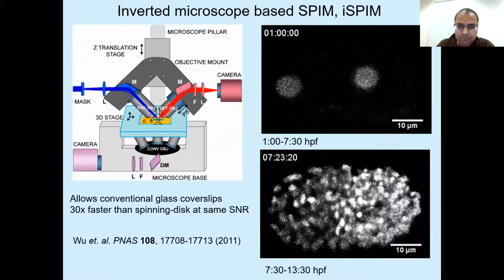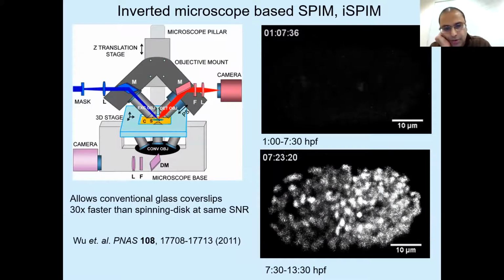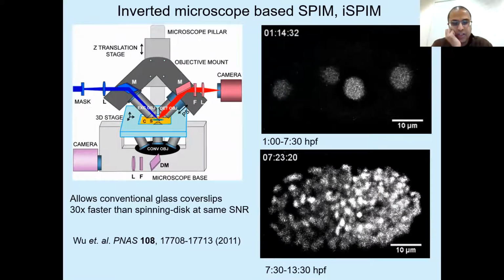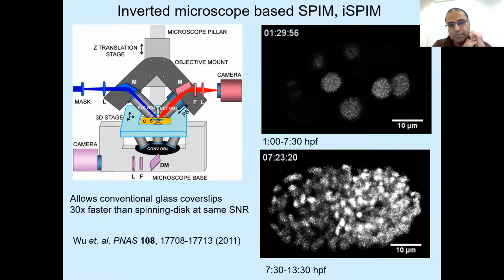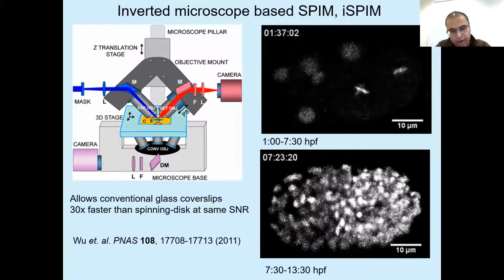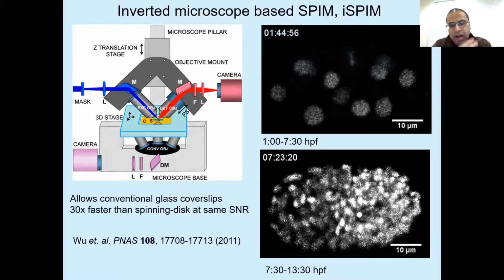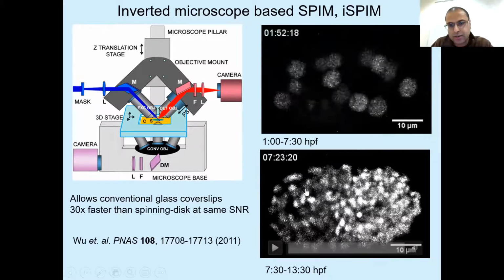So I also developed some light sheet microscopes. In 2011, I developed what I call the inverted microscope-based SPIM, where we built the optics on an inverted microscope-based system. I was really interested in imaging C. elegans embryos, and still am.